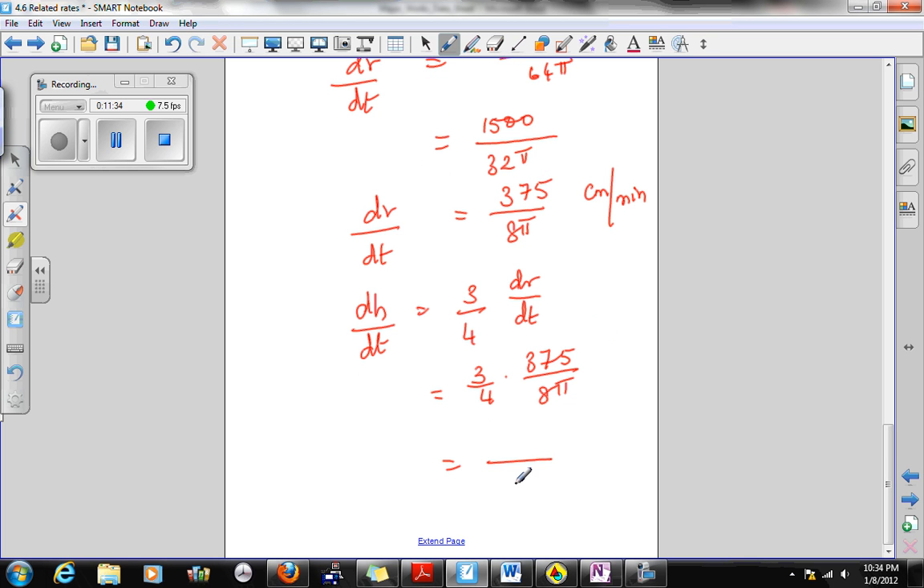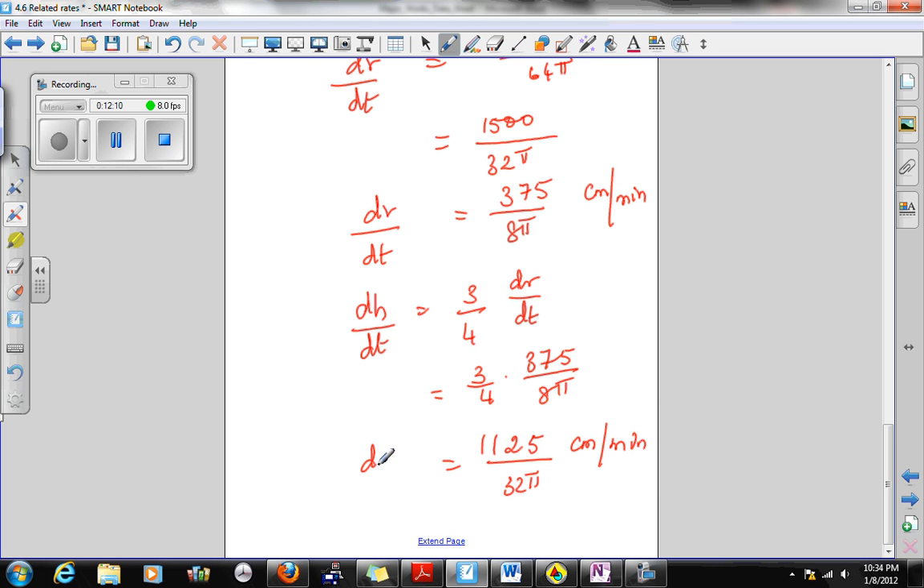So this would be 32 pi in the denominator. 4 doesn't seem to cancel out with 375 or with 3, there is no common factor, so it should be 1125 over 32 pi. We are finding the rate at which the height is changing. Height is expressed in centimeter, so the appropriate unit would be the unit of height over the unit of time, which is centimeter per minute.